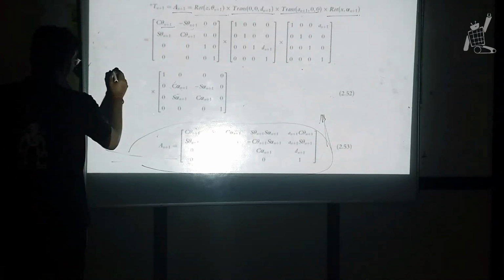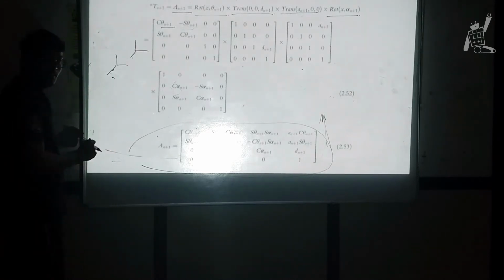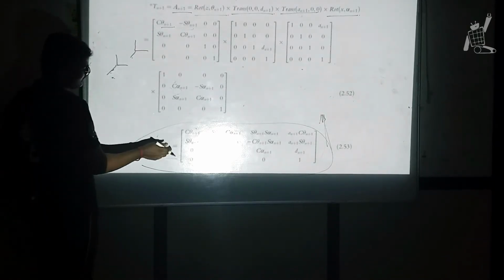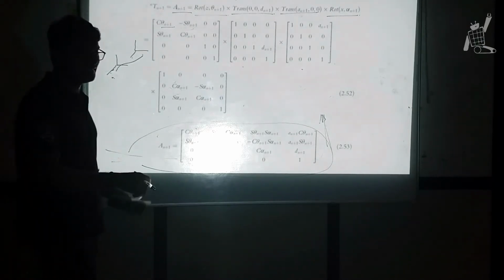Because in order to represent a transformation from one frame to another frame, you need to write this transformation matrix. That's the example.